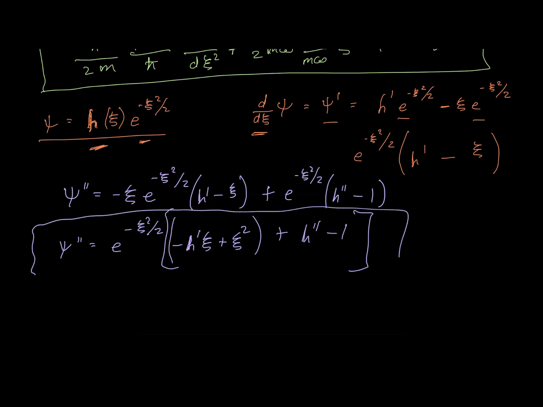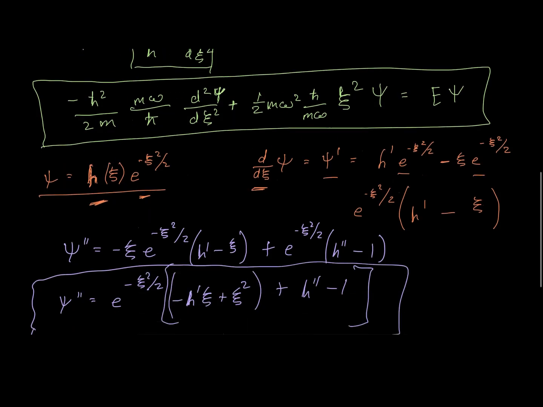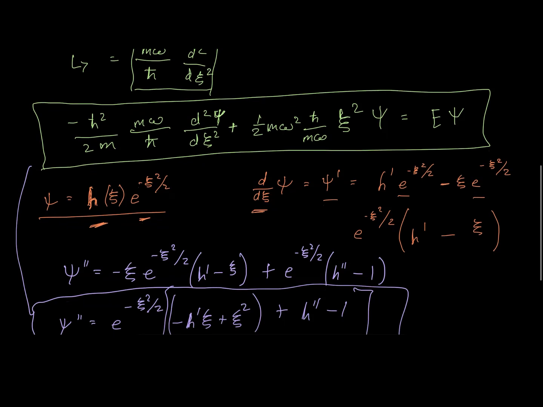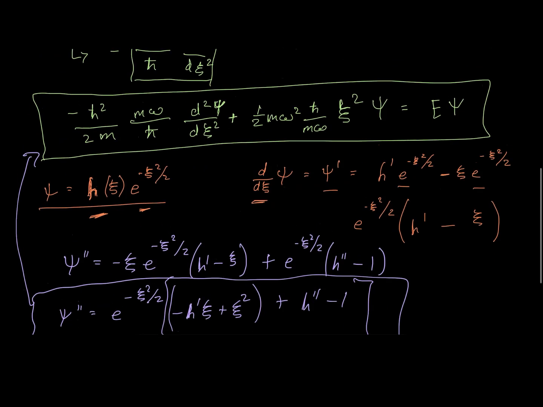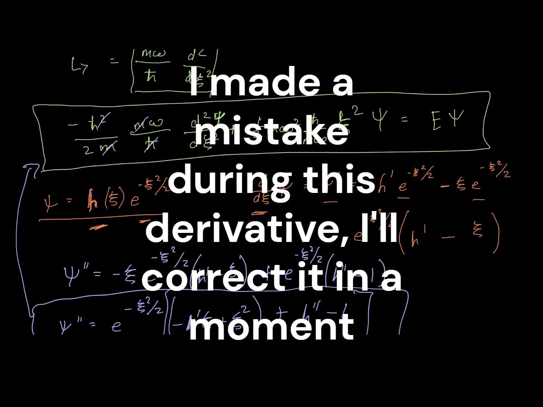We have it. Good. Now we just have to plug everything in. We've got to plug our psi and psi double prime into this Schrodinger equation. So first, let's just look at some things. We can cancel out an h bar, cancel out an m, we can cancel out an omega and an m. Okay, and let's just write that out.